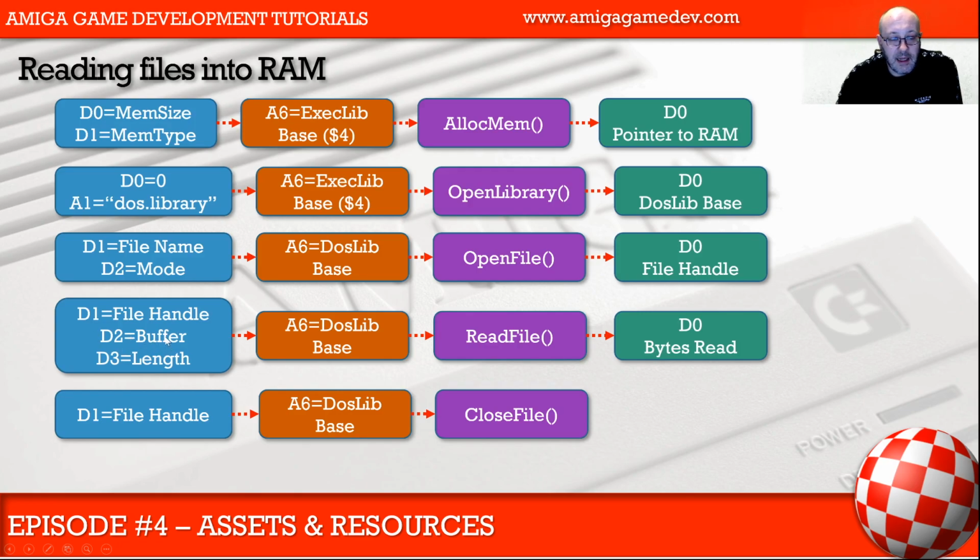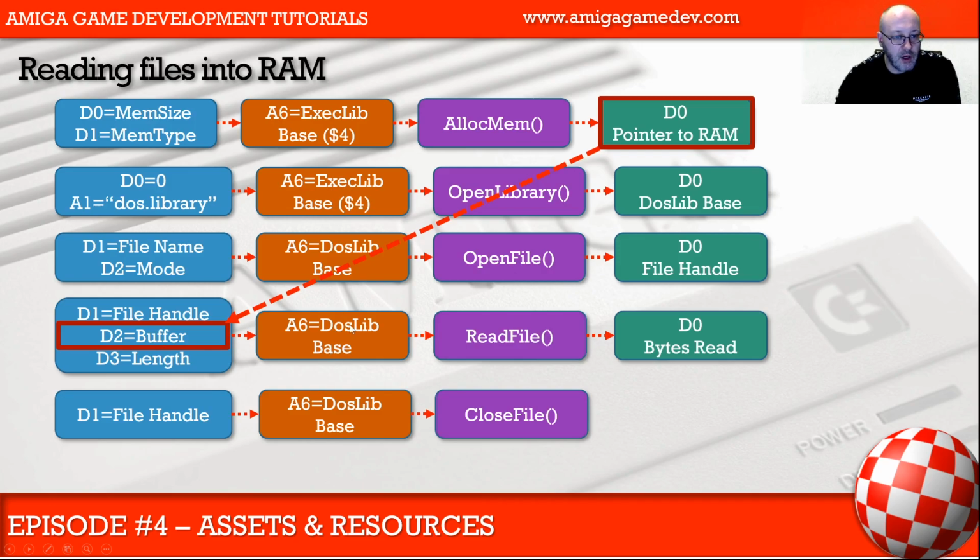Now the buffer is the memory allocation that you got from allocating the memory. So the value of D0 that was pointed in here, which we saved away, we now put into D2. And in D3, we say, right, the length of the file. Now, in here, we might just want to read a part of the file, maybe 20 or 30 bytes, just to read what the file header looks like. Other times, we might want to just read the contents of the entire file.